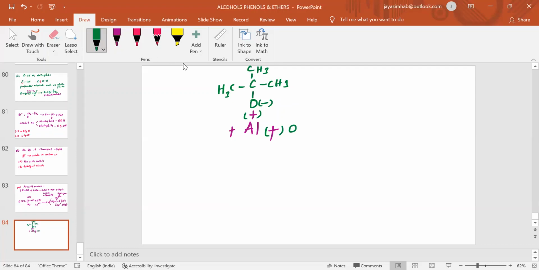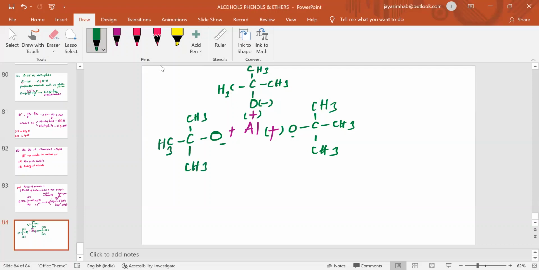Another one is like this again: O minus, attached to a tertiary carbon, with CH3, CH3, CH3. Again here O will be there with a negative charge, attached to the tertiary carbon. This is oxygen with a negative charge, oxygen with a negative charge. So this is aluminum tertiary butoxide.